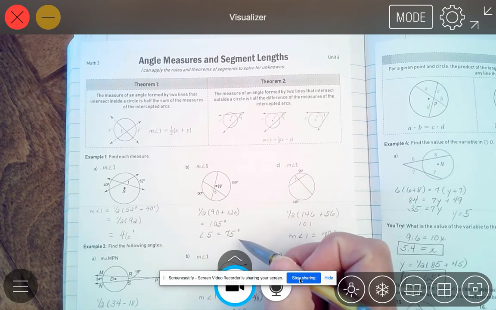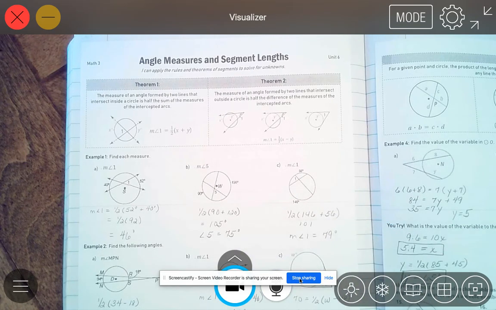This one is going to be long, so I'm going to skip it. You can see how to do that one if you want to go back and pause the video.